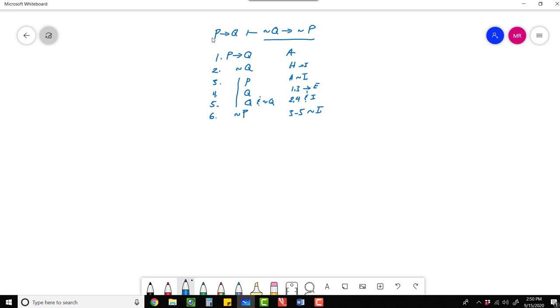Okay, and so now I've got not P, and now I'm back to my hypothesis for conditional introduction. So now you can see that I've got if not Q, then not P. So I'm going to discharge that hypothesis. If not Q, then not P. And that gives us 2 through 6, conditional introduction, and we're done.